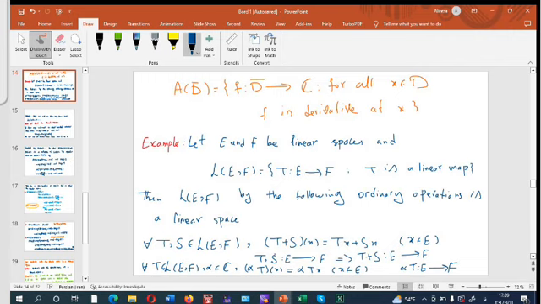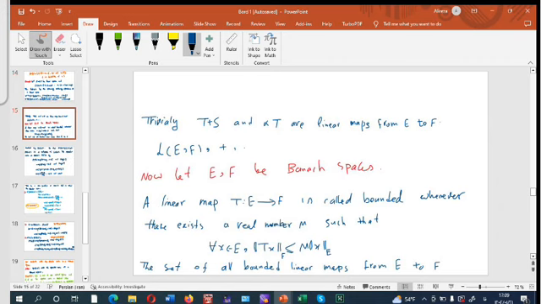And it is very trivial that these two functions are linear. So these two are elements of L of E and F. Trivially, T plus S and alpha T by the above definitions are linear maps from E to F.